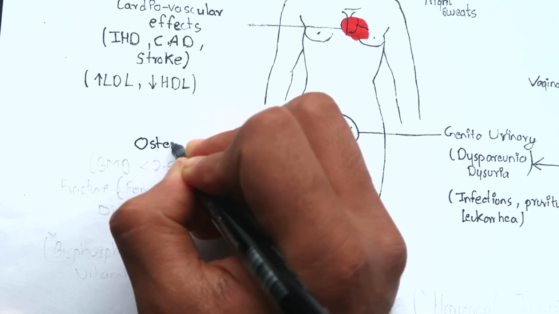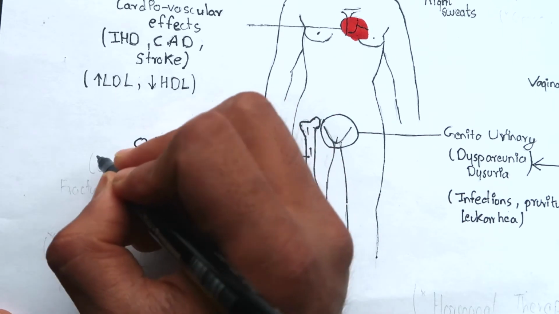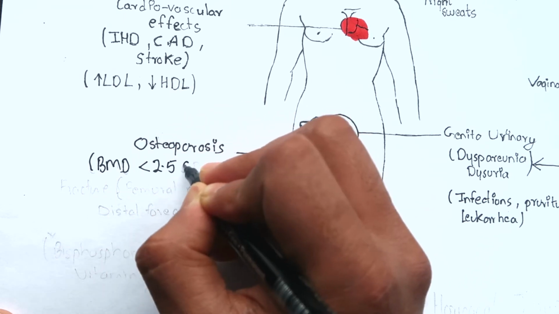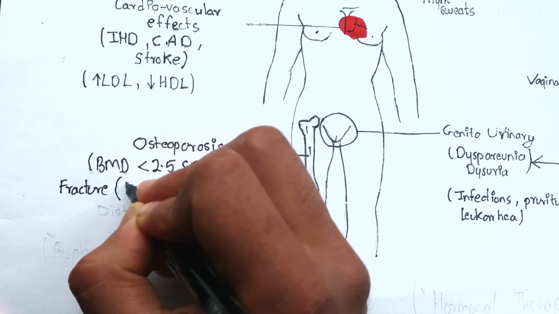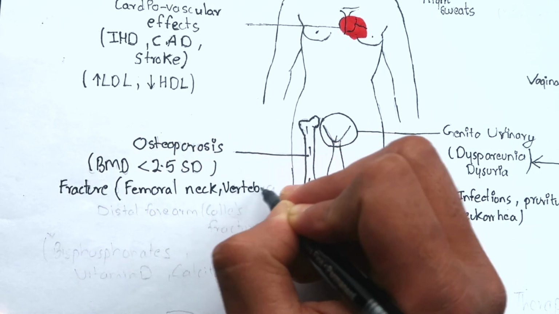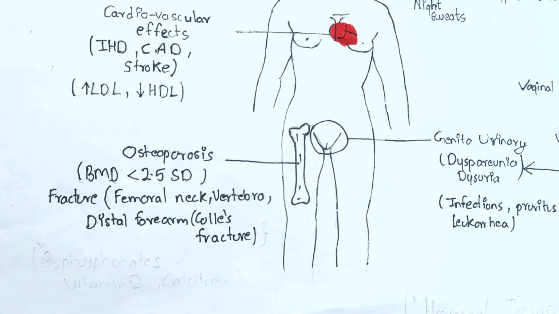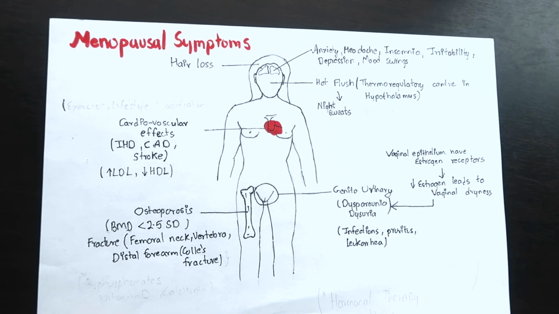Osteoporosis is also one of the major complications of menopause. It is defined as bone mineral density less than 2 standard deviations from the mean value. Fracture of the femoral neck, vertebra, and distal forearm, or Colles fracture, are also common. So these are the menopausal symptoms. Now let's move on to the treatment.